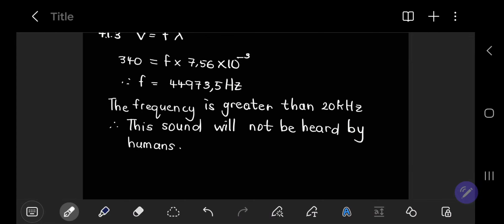Now this is beyond human hearing. We know that humans can only hear up to 20,000 hertz. So this means that the sound will not be heard as its frequency is greater than 20 kilohertz, which we actually need to conclude, okay? That is why it's 4 marks. There was 3 marks for your calculation and 1 mark for your conclusion. The frequency is greater than 20 kilohertz, which you know is 20,000 hertz. Therefore, the sound will not be heard by humans.